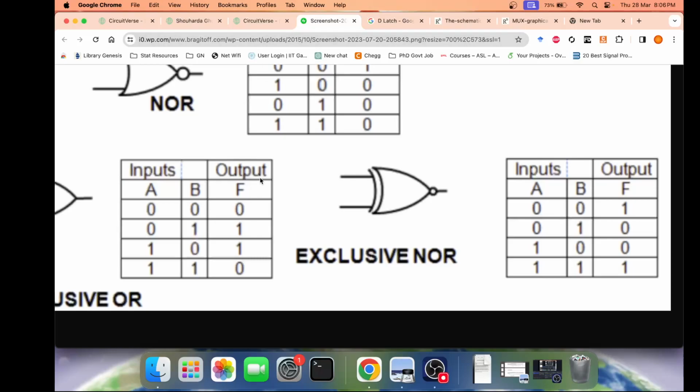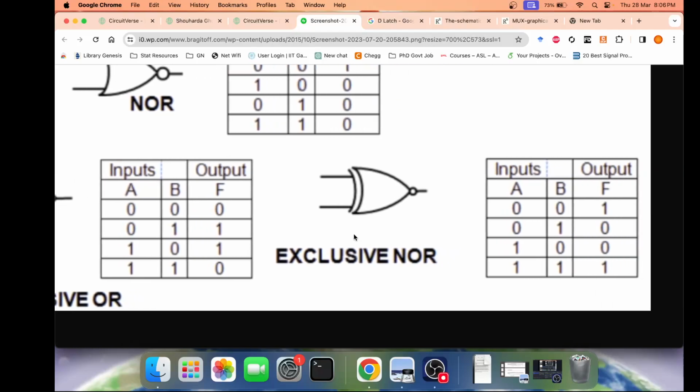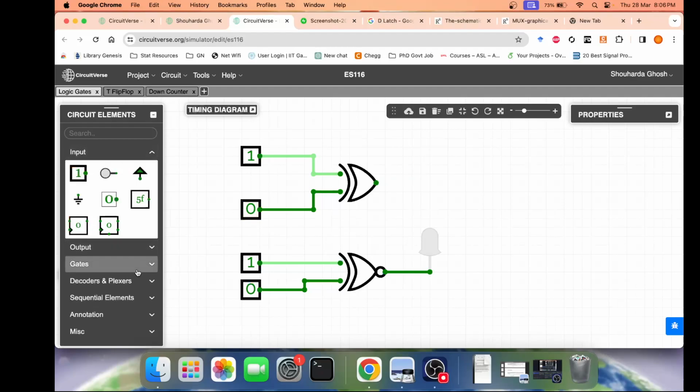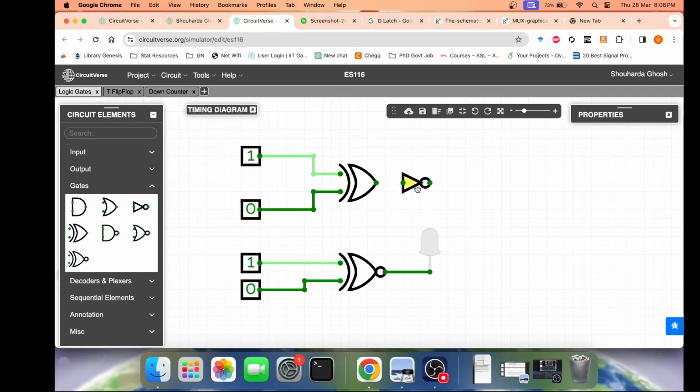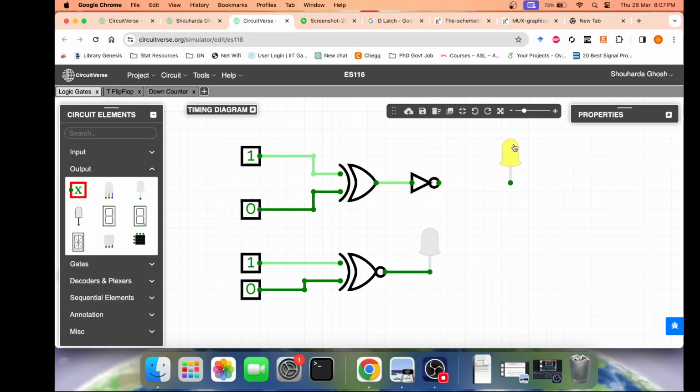Let's verify that. How would we verify? I will try to put an inverter in front of this XOR gate and see whether or not this is satisfied. So I take another inverter over here, and now I set the output.